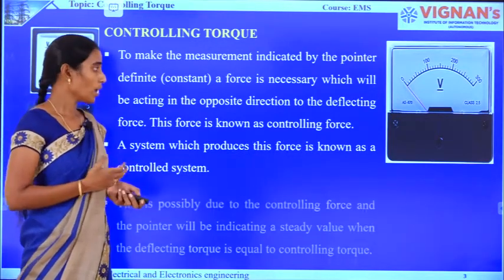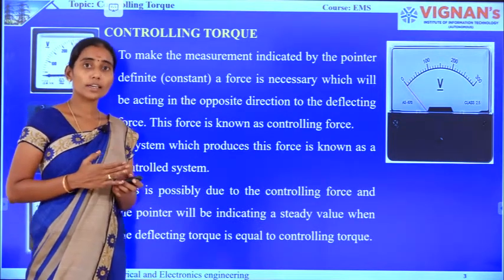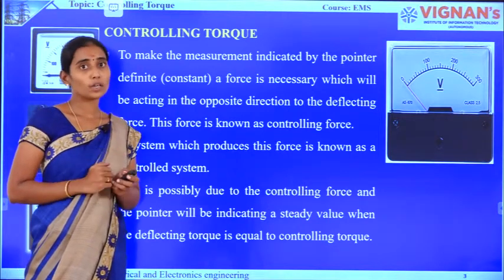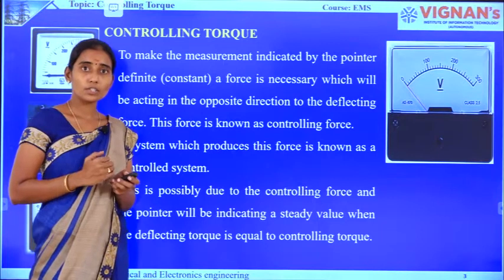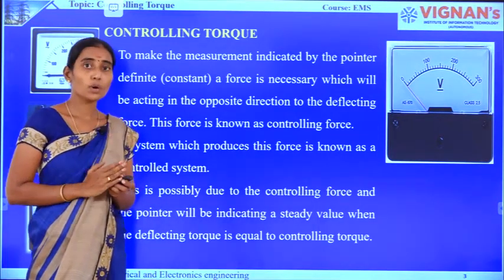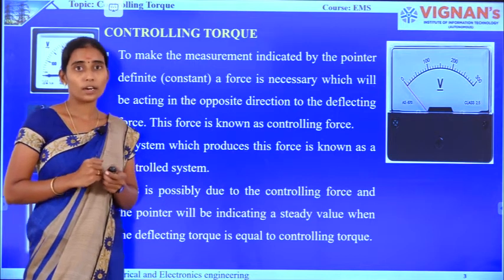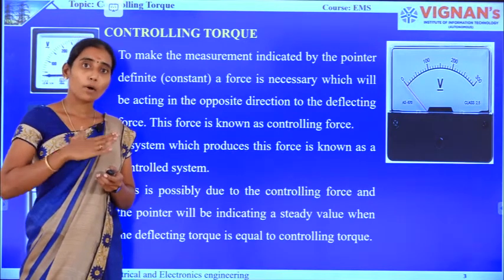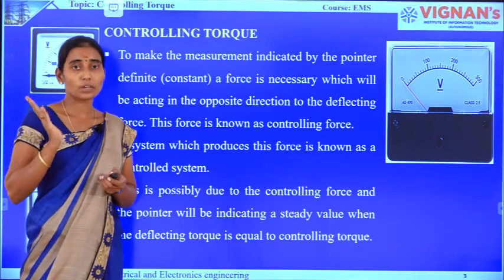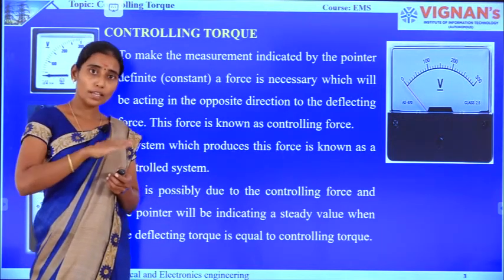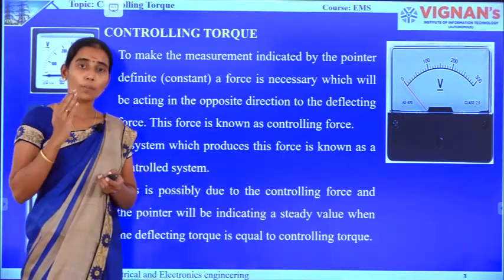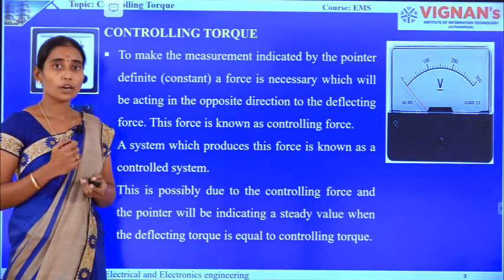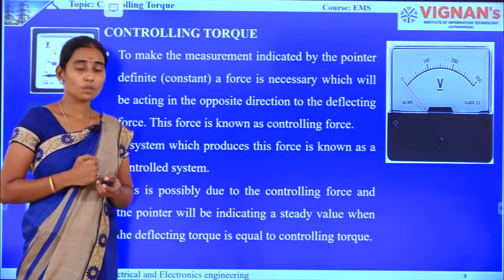controlling system. Because of the controlling torque, your pointer indicates a steady value when your deflecting torque is equal to your controlling torque. If your deflecting torque is more than your controlling torque, then your pointer tends to oscillate or deflect towards full scale deflection. And if your controlling torque is more than your deflecting torque, your pointer tends to deflect towards your 0 position. In either of the cases, you cannot get the exact value of the quantity to be measured.